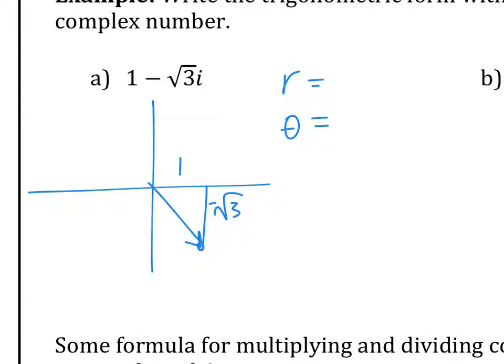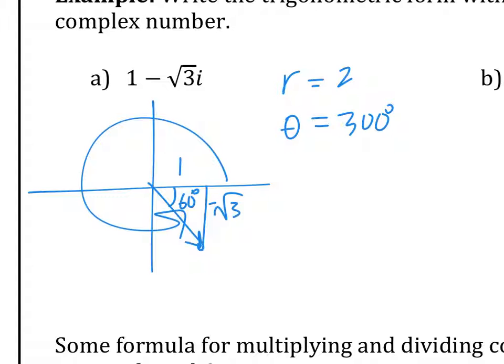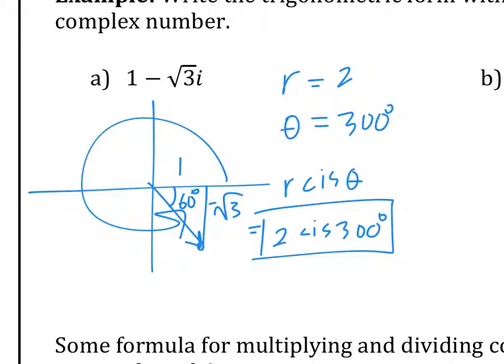Okay, what is r? 2, very good. Theta is not 60. We can't still be doing 60. 60 is this part from the 0, but the direction is the other way, so 300. Please make sure that you don't make that mistake. So r cis theta, in that form, is 2 cis 300. And then you're done. So that is changing from a complex number to trigonometric form.